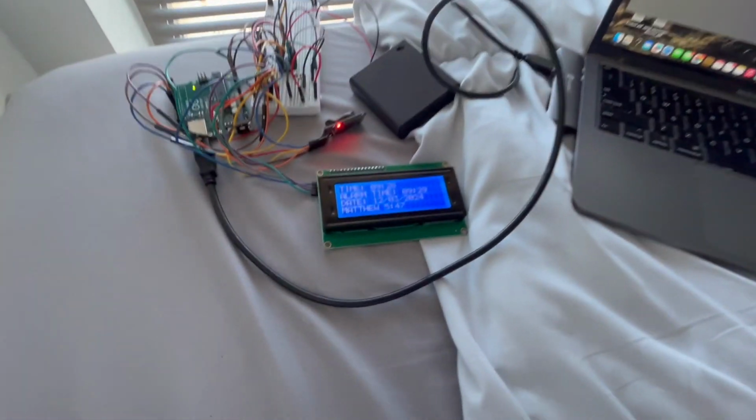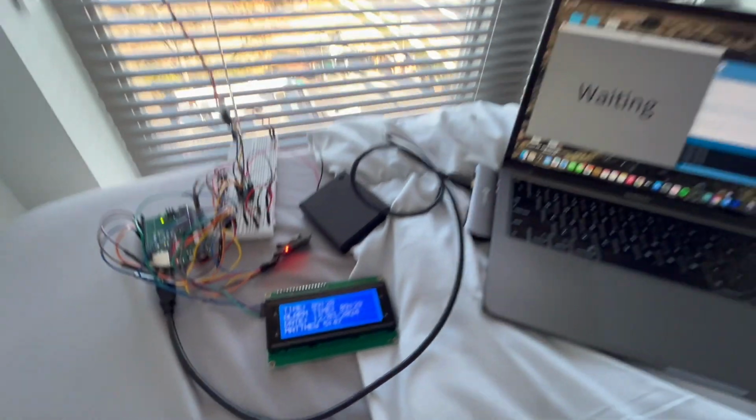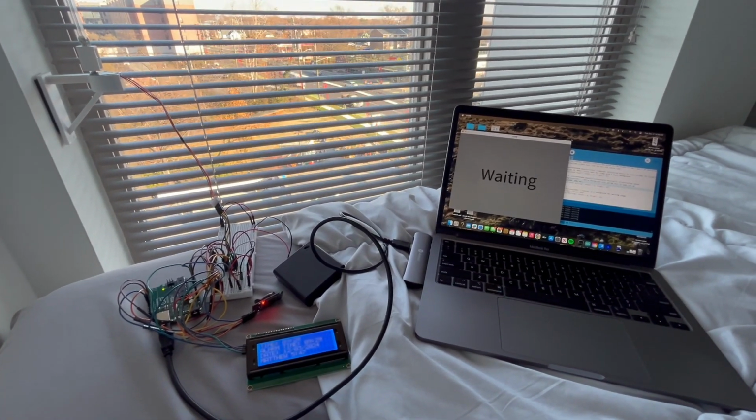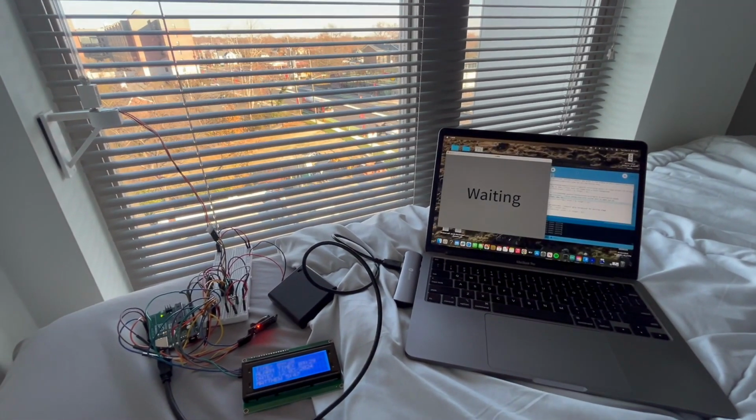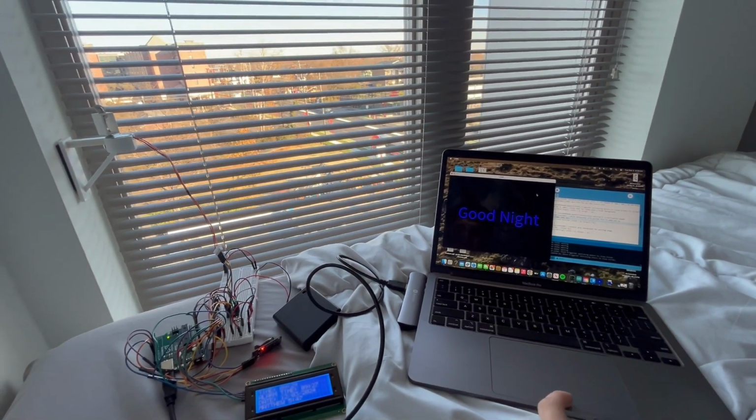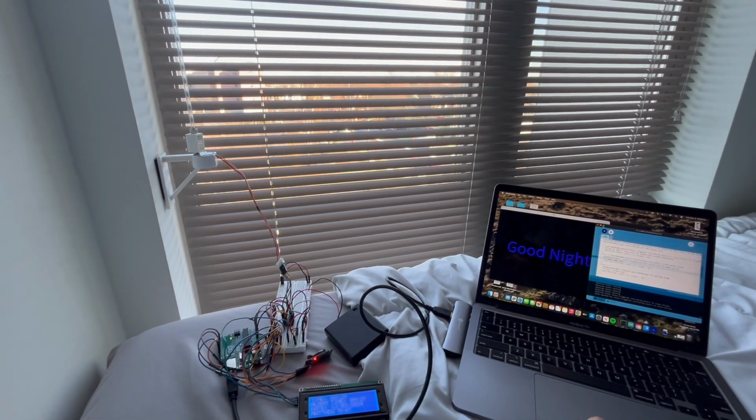So as you can see, the time is now 9:28, and the alarm time changed because it went past the other alarm time. And we should see this in just 1 second. Oh. So this pops up with good night. And you can see the motor start to spin again.